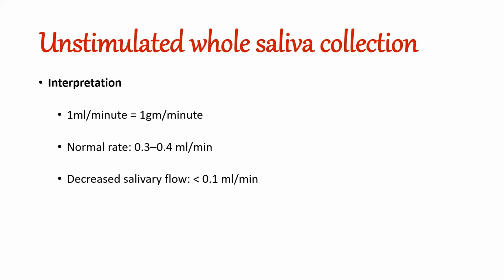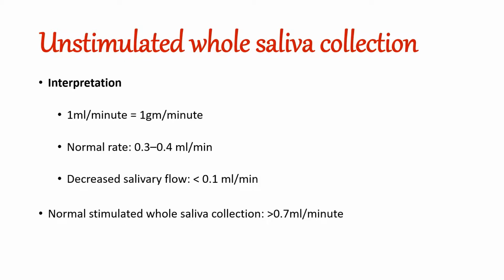While interpreting the results, saliva flow should be expressed as ml per minute or gram of saliva per minute. In normal individuals, the unstimulated whole salivary flow will be 0.3 to 0.4 ml per minute, and salivary flow is decreased when the flow rate is less than 0.1 ml per minute. For stimulated whole saliva collection method, flow rate of less than 0.7 ml per minute is considered as abnormal.